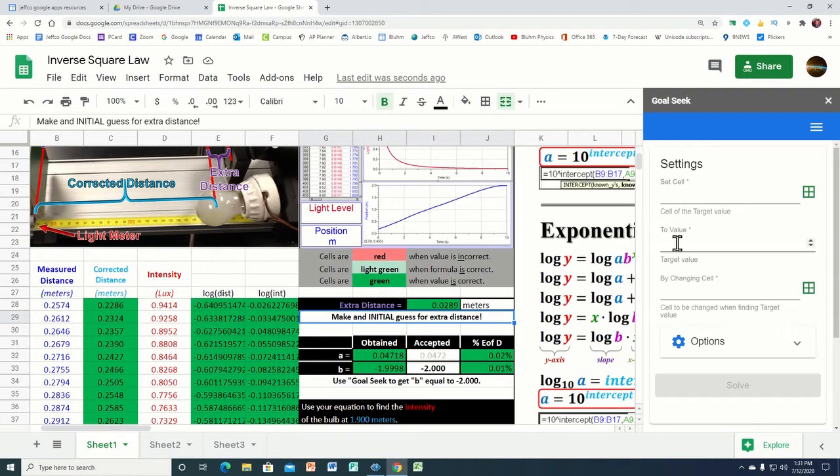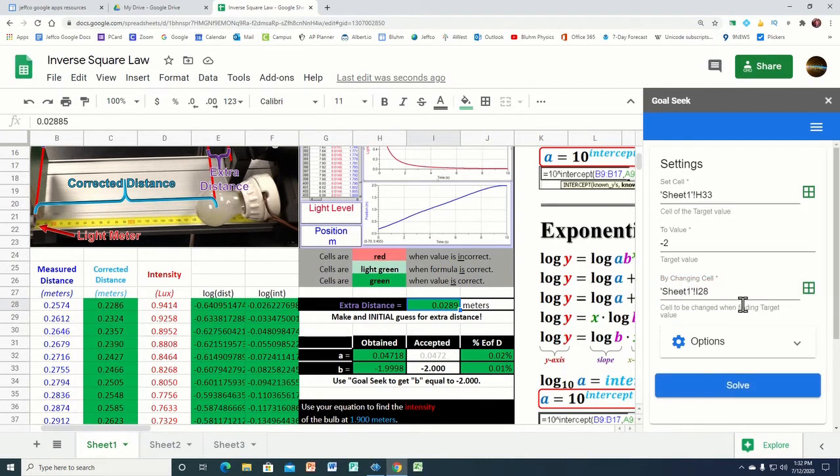So we have these 3 things we have to fill out. Set cell to value by changing. What I want to do is take this cell here, select it, and then hit here and it's going to put that cell into here. That's on sheet 1, cell H33. I want to set that cell to -2 by changing this cell. So I'm going to click on that cell and then click here to put it in.